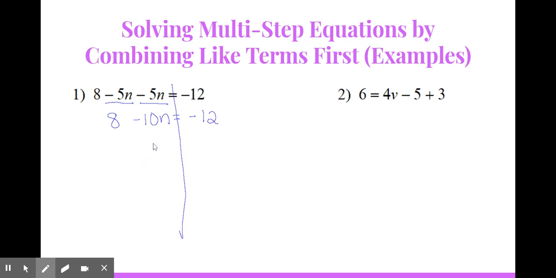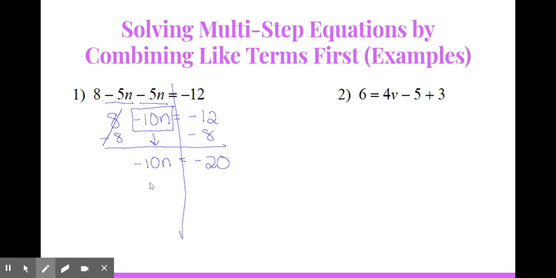Okay, it's time to solve this two-step equation. So box off the variable. Outside of the box is a positive 8. To undo it, I need to subtract 8 from both sides. That will make these 8's cancel. I can drop down this negative 10n equals. On the right-hand side, I see negative 12 minus 8. When I combine those, that gives me negative 20.